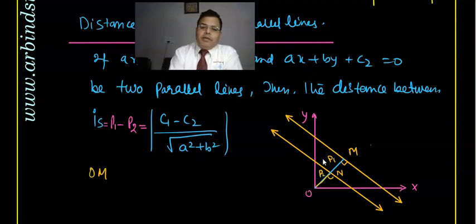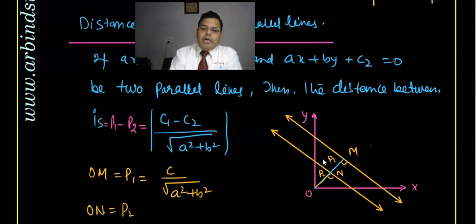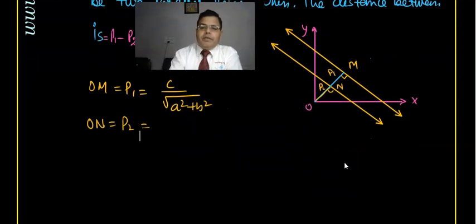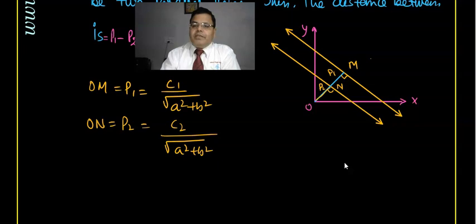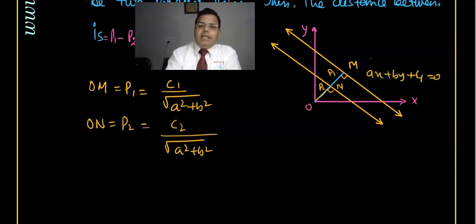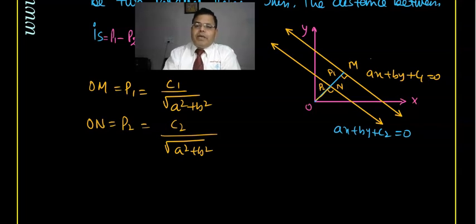So OM is given by, OM is P1, and that is C1 upon under root A square plus B square, and ON is equal to P2, and what is that? C2 upon under root A square plus B square. So if I subtract, because this line is AX plus BY plus C1 is equal to 0, and this line is nothing else but AX plus BY plus C2 is equal to 0. So P1 and P2 are lengths of perpendicular.